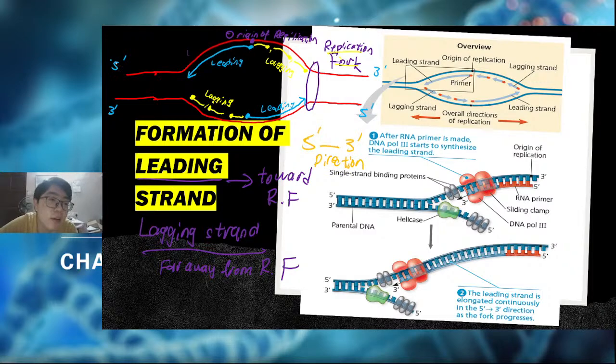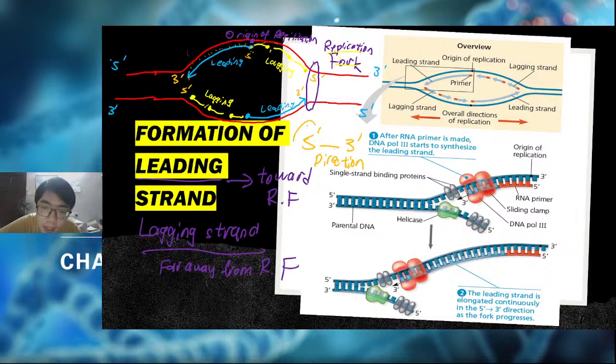Senang sahaja. You label 5 prime to 3 prime on the daughter strand. This one is 5 prime, this one is 3 prime. And then you label this one: this one is 5 prime, this one is 3 prime. So I already said the leading strand is formed from the origin of replication, and it directly adds DNA until the replication fork. So it is in the 5 prime to 3 prime direction. Sama sahaja dengan lagging strand. So all DNA replication is in the 5 prime to 3 prime direction.